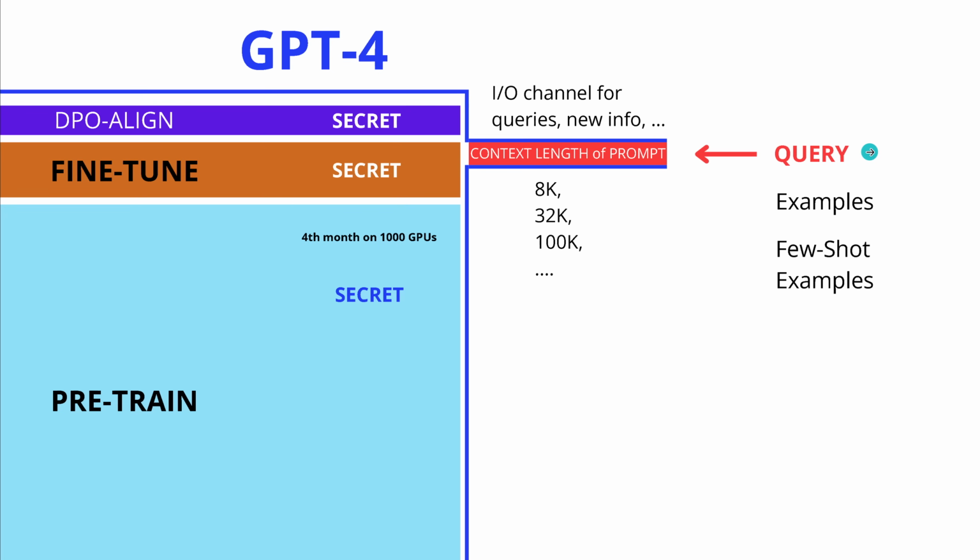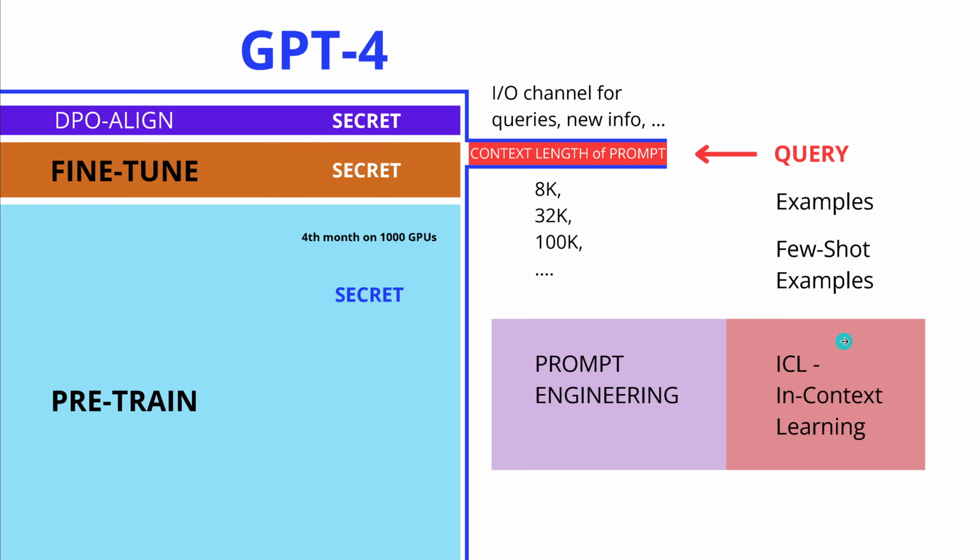You have a query whenever you type something on your phone and say, hey, GPT-4, give me a recipe for a particular cake here in Austria. This is your query and this goes in. Or you have some examples that you want to provide to GPT-4 as information to create an answer. Or you go with a few-shot example in your prompt. This is what we're going to talk about now.